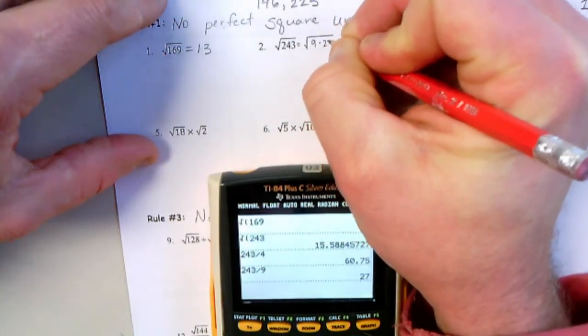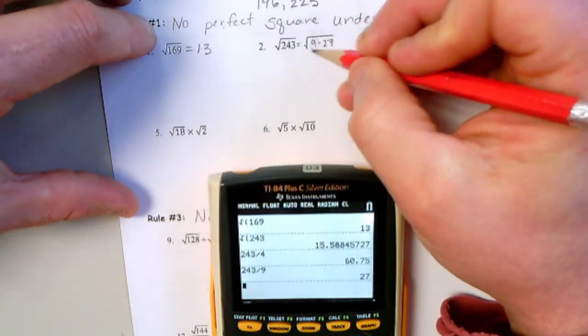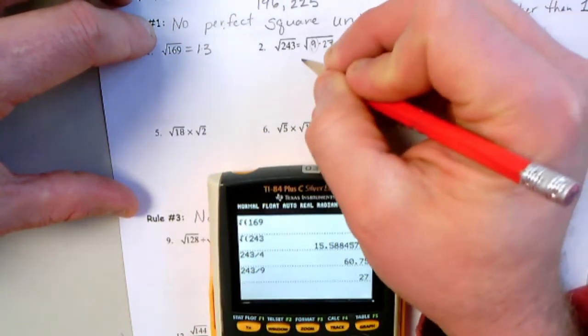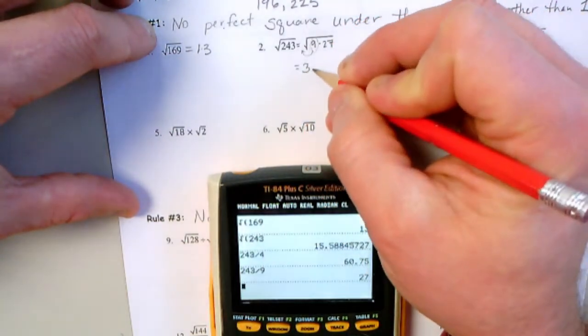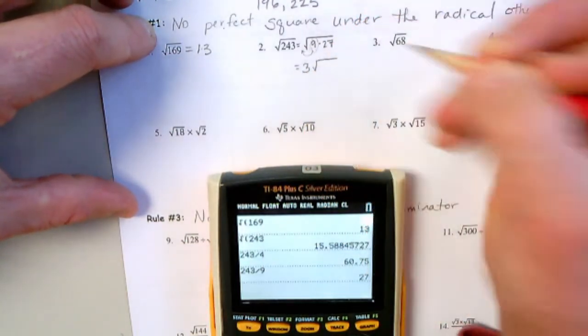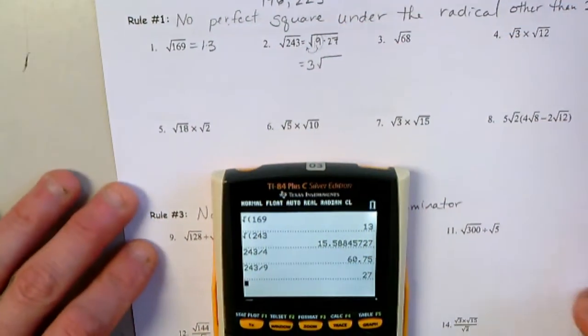9 times 27 is 243. Now, folks, what's the square root of 9? It's 3. It's going to come out as a 3, okay? Now, as I look at 27, is there a perfect square, any number up here that goes into 27 evenly?